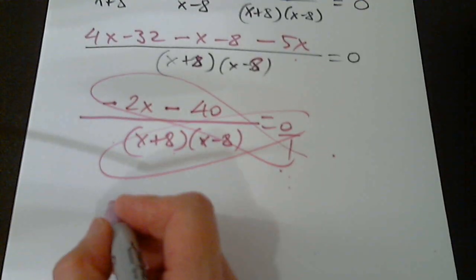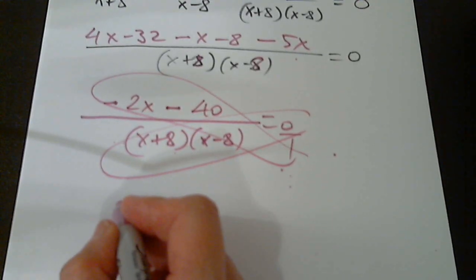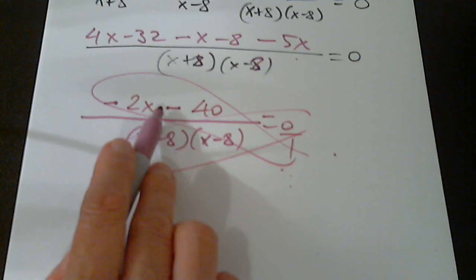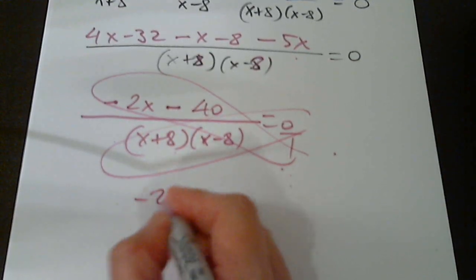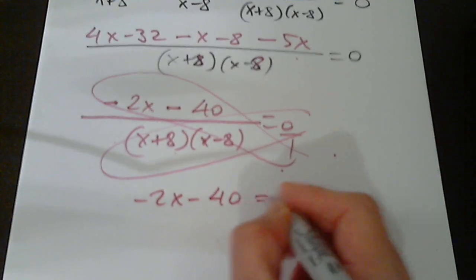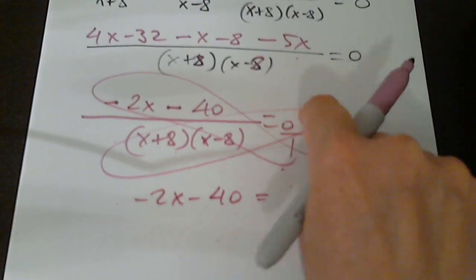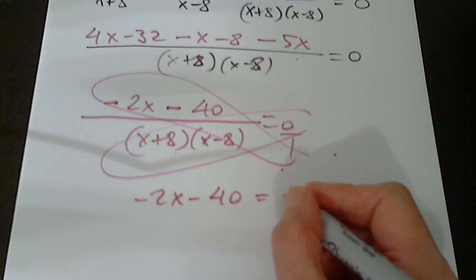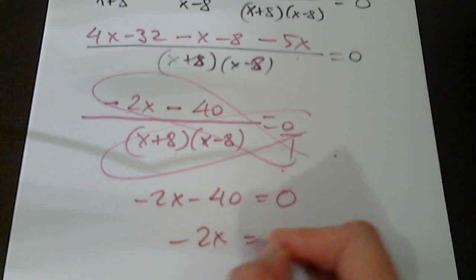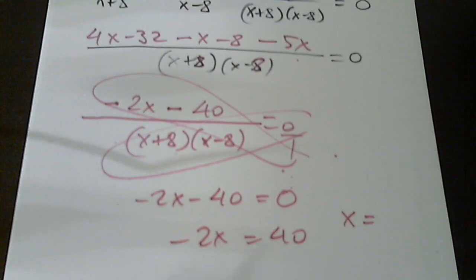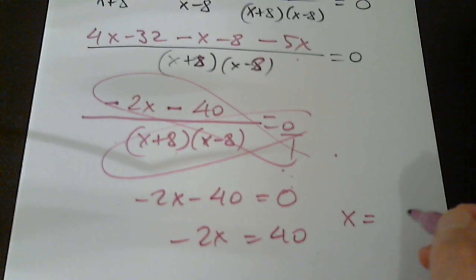This times this. Negative 2x minus 40 equals this times this, which is 0. Excellent. I move 40. Finally, x equals. It was negative, I moved it to the other side, it became positive.